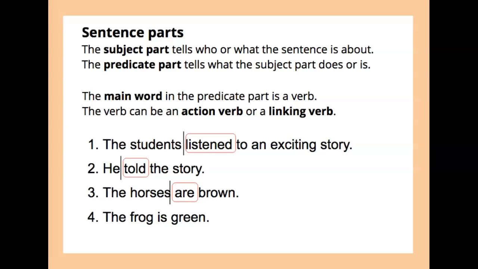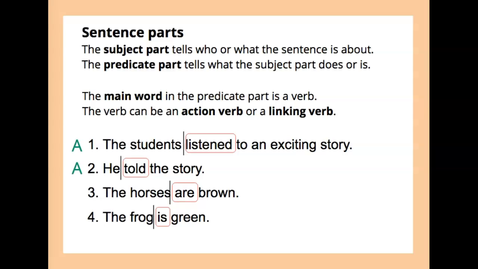Number 4, the frog is green. Where do we draw a line to split the subject part and predicate part? The sentence is about the frog, so the frog is the subject part. Is green shows what the subject part is being, so we draw the line between frog and is. Then what's the main word in the predicate part? The main word is the verb is.